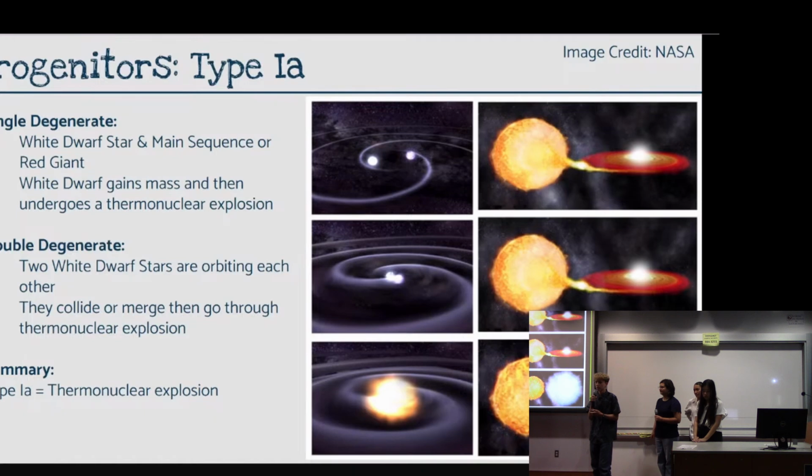The other scenario is a double degenerate scenario. What happens is there's two white dwarfs in this scenario instead of a main sequence star. They orbit each other slowly, and eventually, over time, they will either collide or merge. And in this event, they will end in a thermonuclear explosion.